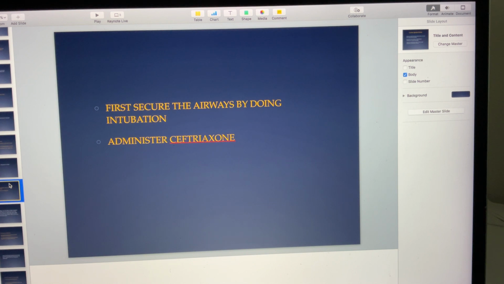Okay? And then you administer ceftriaxone. Now, this might change depending on the age of the patient. Okay? But typically, you administer ceftriaxone.